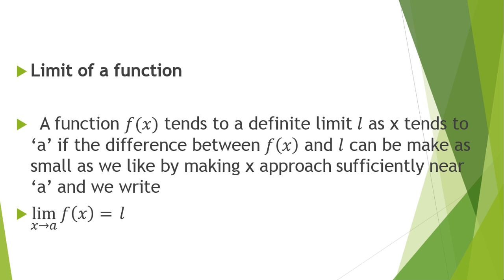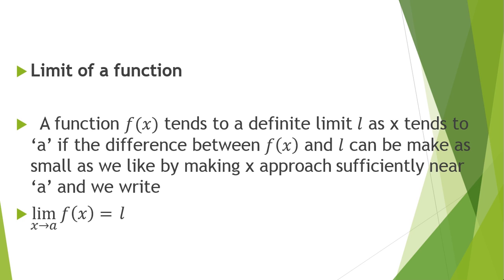Dear students, for example, f of x represents a function, f of x equal to x square. If x tends to 5, then limit x tends to 5 of f of x equal to x square, 5 square, that is equal to 25, L equal to 25. Therefore, the limit exists. Here, the limit of a function means if one function is given and x approaches a, limit x tends to a f of x equal to some value represented by L. L is the limit of a function.